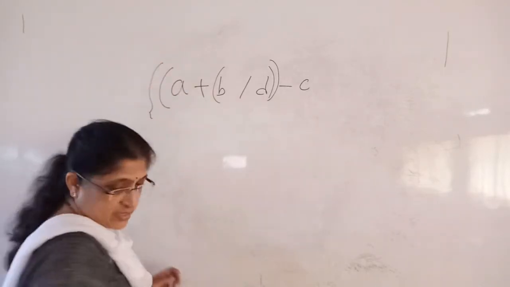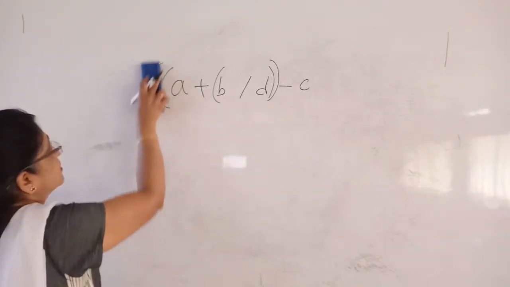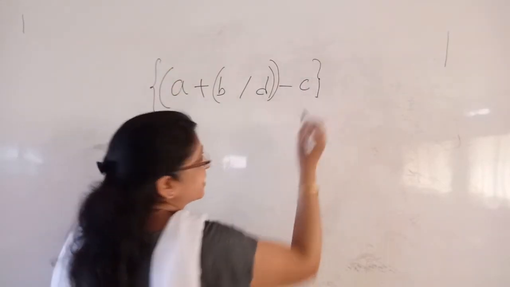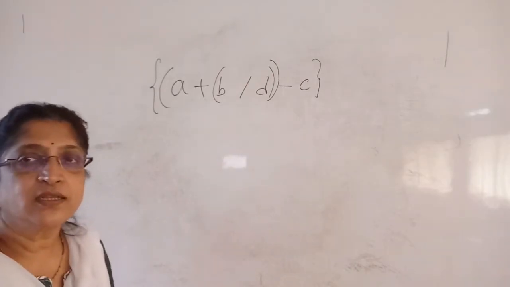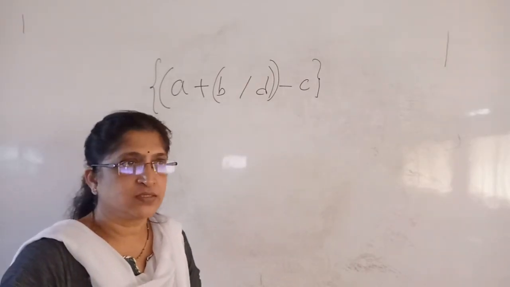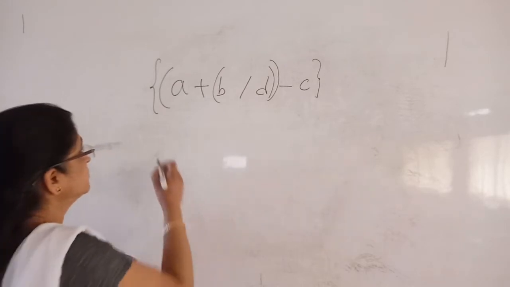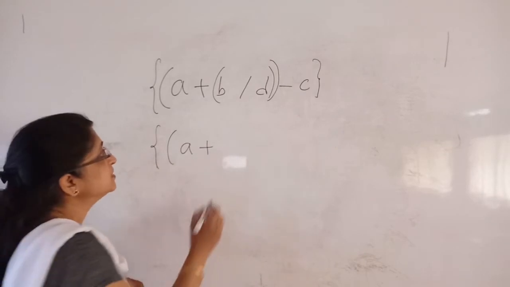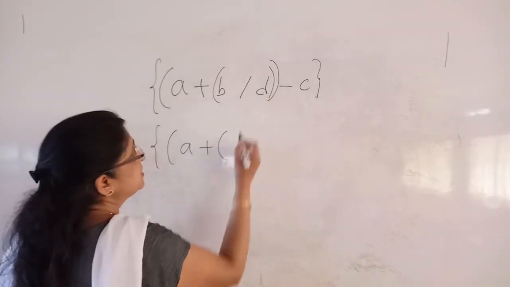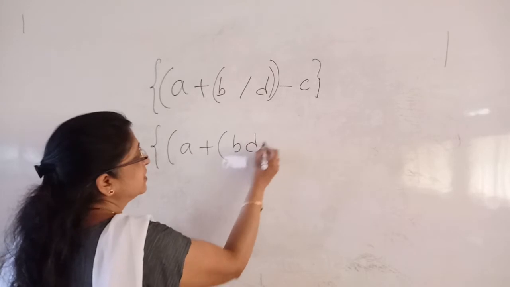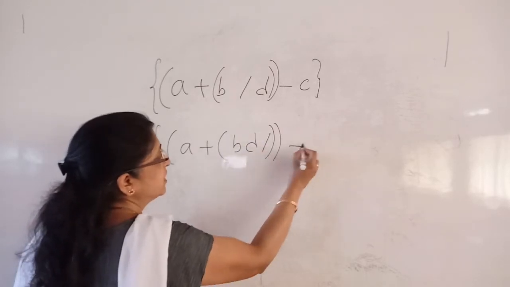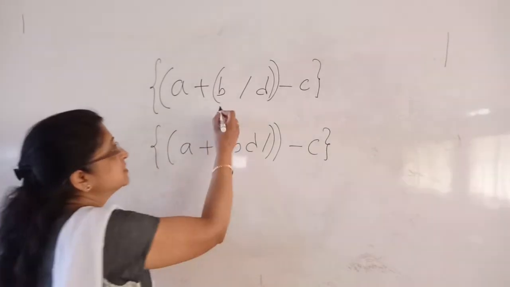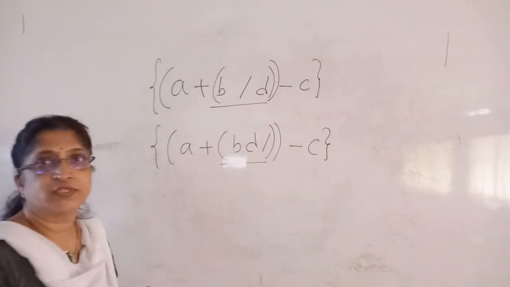Okay, I'll write the parenthesis in a different way, so I will write the flower brackets. So now we have to start converting it from the innermost parenthesis. So now what do we have in the innermost parenthesis? It is A plus, then innermost parenthesis is B slash D. So we write B, D slash. So now this is converted to the postfix form.